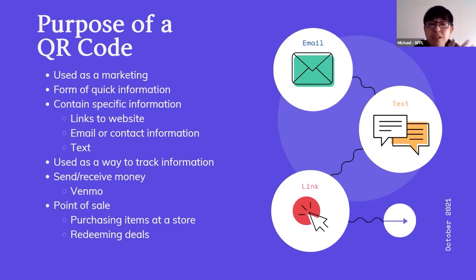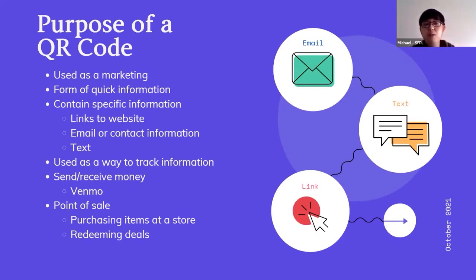Or are people actually reading their flyers or scanning their QR codes? And they can see, oh, maybe 100 people have scanned it, or 10 people, or 0 people have scanned it. So it would be a way for them to see, oh, this is working or this is not working. And also QR codes are used to send and receive money.